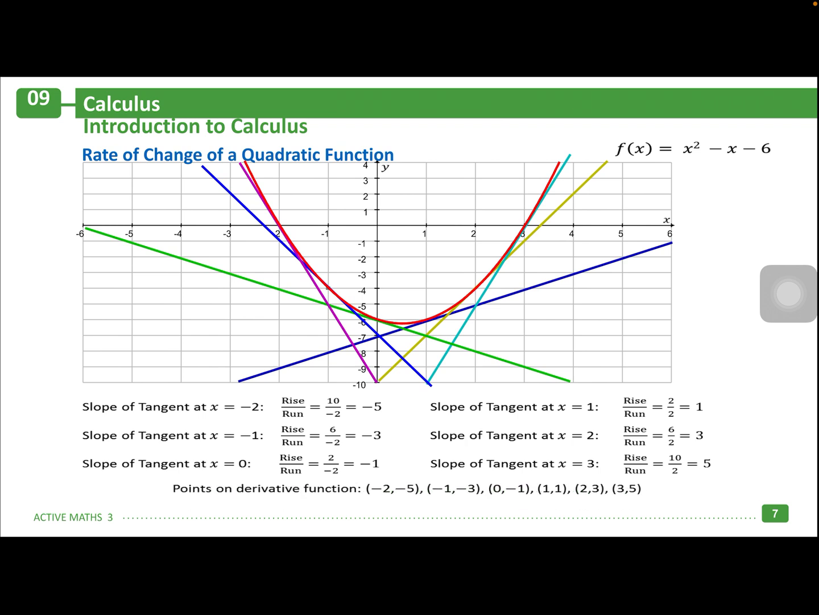Oh, now what it's doing is essentially saying, let's plot this line of the derivative of the function. The way that this is doing it is by plotting the derivatives. So when x is minus 2, dy dx was minus 5. When x is minus 1, dy dx was minus 3. When x was 0, dy dx was minus 1, and so on. So you can do it like that.